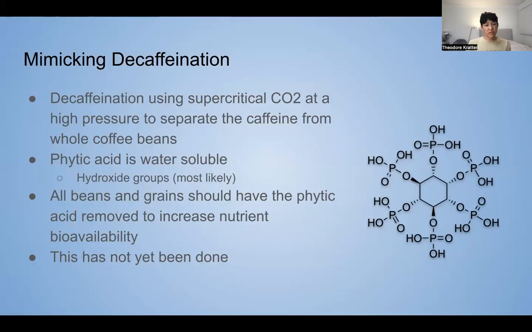So again, decaffeination uses supercritical CO2, but if we think about what I mentioned earlier, phytic acid is actually water soluble, and we can probably use supercritical water to dissolve this phytic acid in an industrial process, and we can do that to all beans, grains, and seeds. And this will greatly increase the bioavailability of these nutrients inside the seeds themselves, and it will not rob us of minerals inside of our gut anymore. And to my knowledge, this has not been done yet, but it'd be a very easy process because we already have the infrastructure in place for decaffeination.